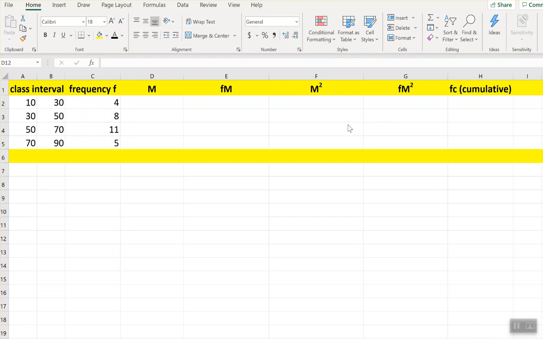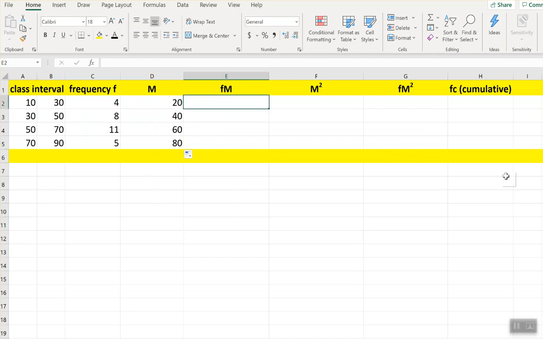So the first thing we do is start with our table. I find the midpoint M. The midpoint M is calculated by finding the halfway point between each interval, so 10 in this case, plus 30, and divide that by 2. It's 20. And I do the same for all of them. I can do that in Excel very fast by dragging this down like that. So that's the midpoint of each one.